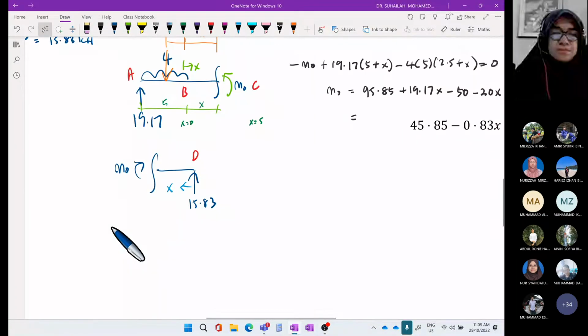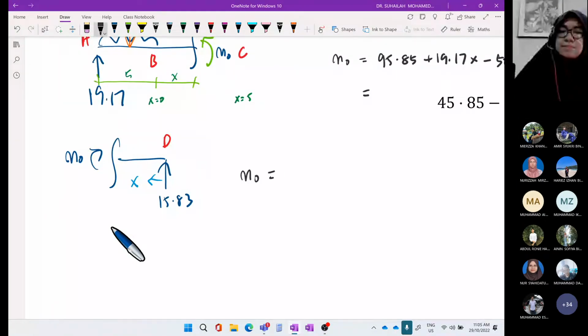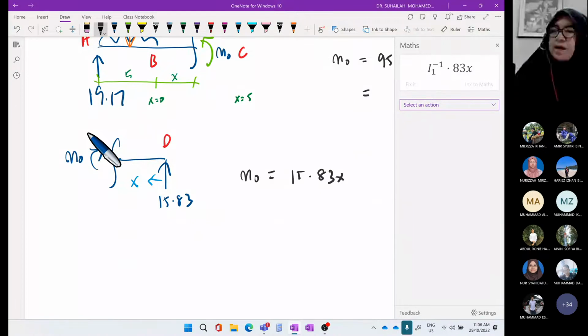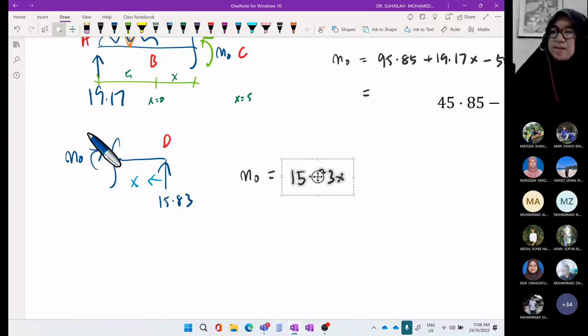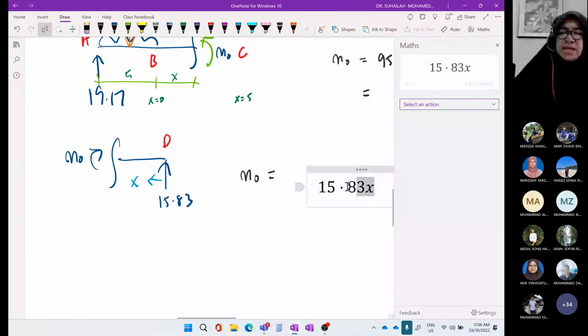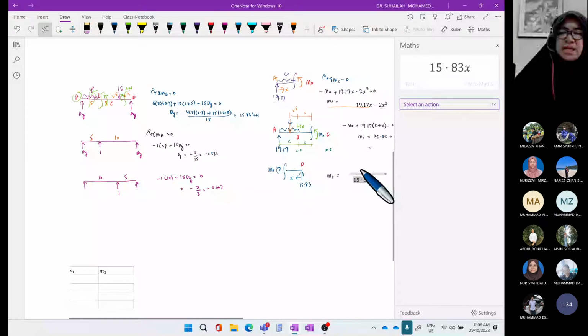Is it correct? Oh, wrong. Can go back. 15.83x. Is it correct? Right? Okay, 15.83x. So for ED, origin D, it is 15.83x.